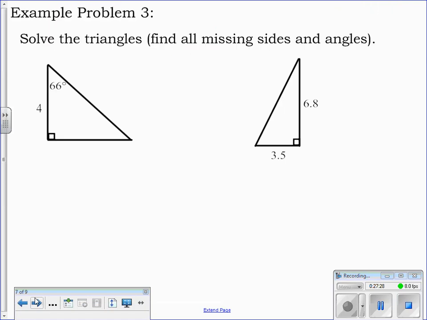Okay, we do want to get this finished up, so here we go. So last part, solve the triangles, find the missing parts. So I need to find this angle down here, theta. I need to find this side x and this side y.